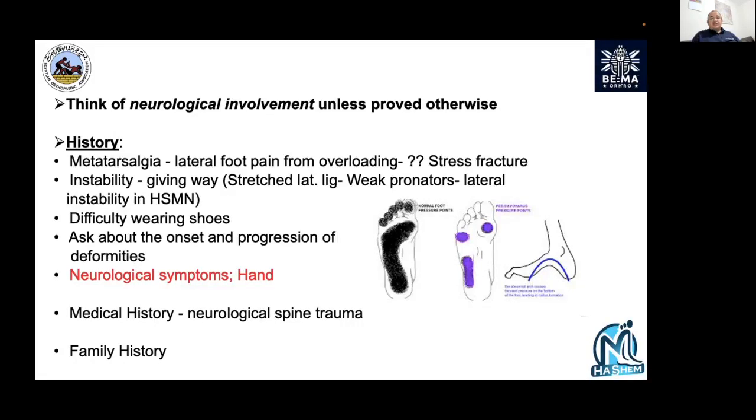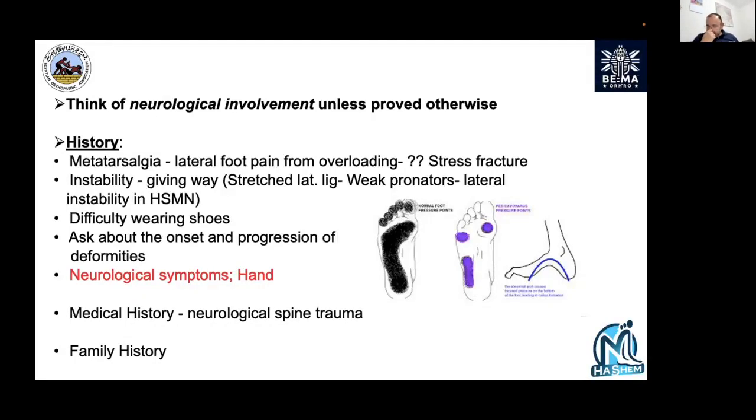When you see this patient, the first question you need to ask about is: is it unilateral or bilateral deformity? And when did this deformity happen? And is it progressive or not? And does he have any associated problems or symptoms or not?